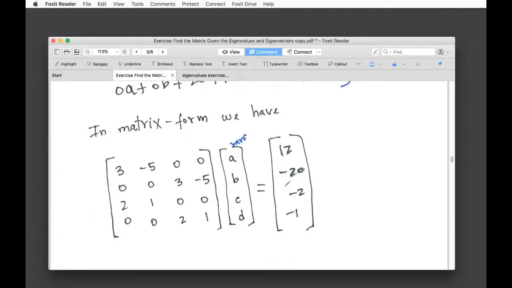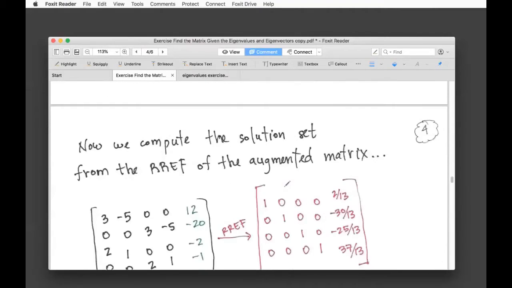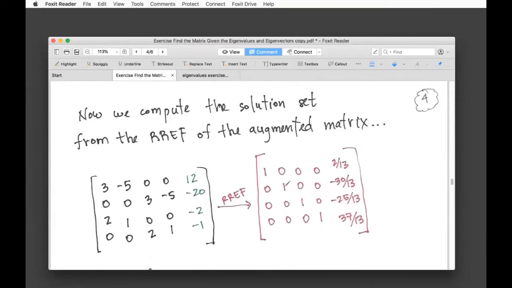Once we do that, we can form the augmented matrix and compute the reduced row echelon form. This last column here is the column that contains the constants. We row reduce. I did this beforehand, right? You can use one of those RREF calculators, or you can do this by hand. But what we are interested in is the solution set.